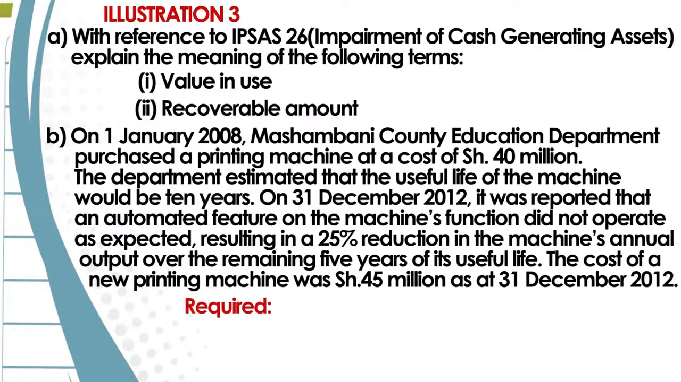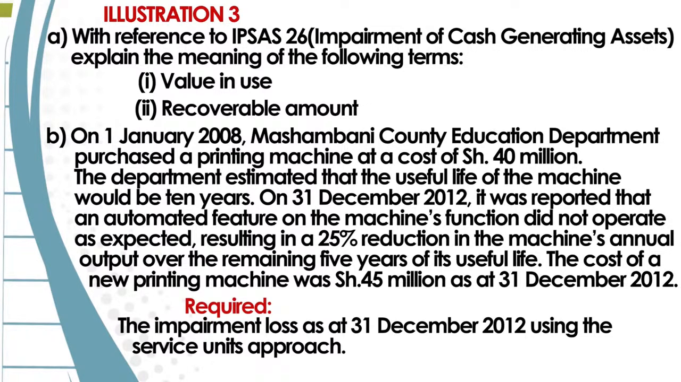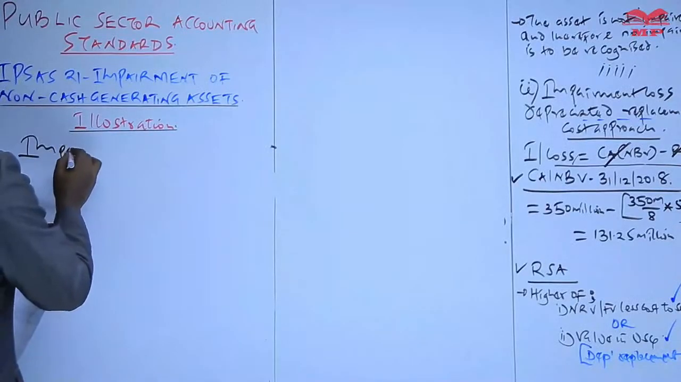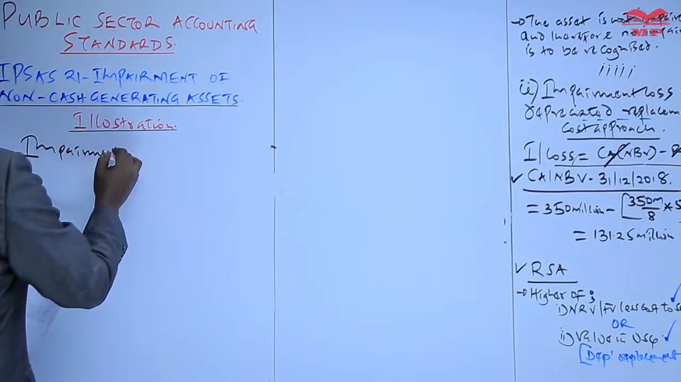So what are we required to do? We are required to determine the impairment loss using the service unit approach.